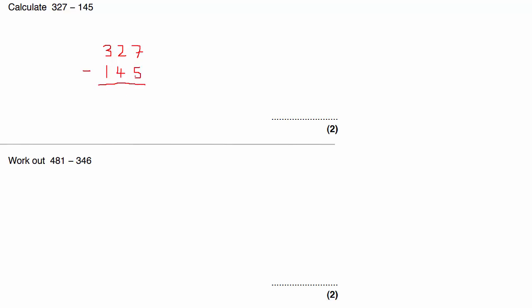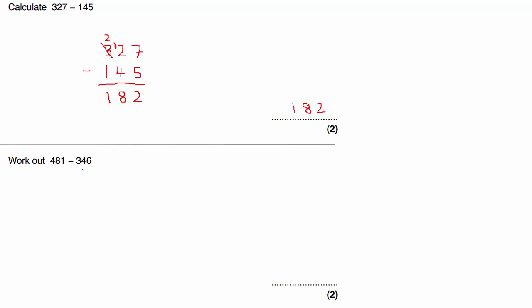Okay, so units first. 5 from 7 gives us 2. 4 from 2 we can't do, so we need to borrow from the column to the left, which is 10 times bigger. So if we take 1 from there, it's 10 for the column that we're currently using. So 4 from 12 gives us 8, and then 1 from 2, 1. And then pop your answer in for 2 marks.